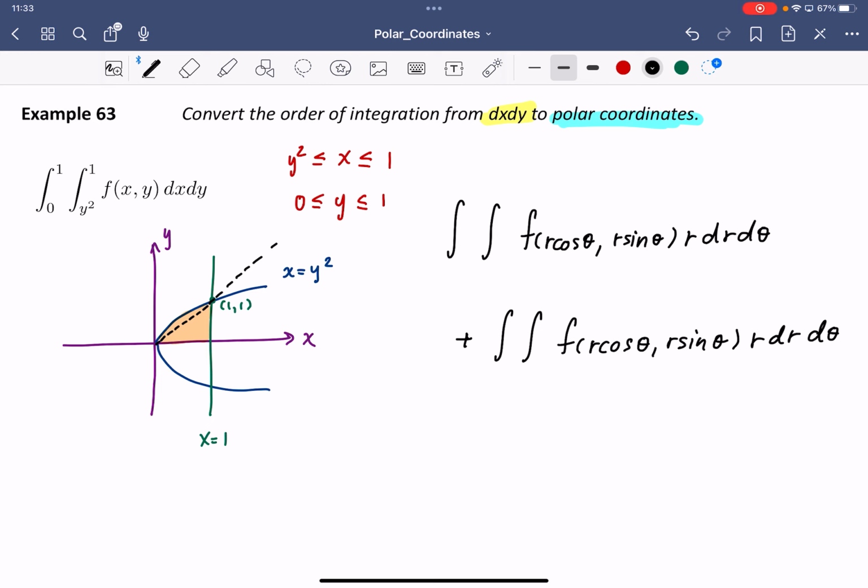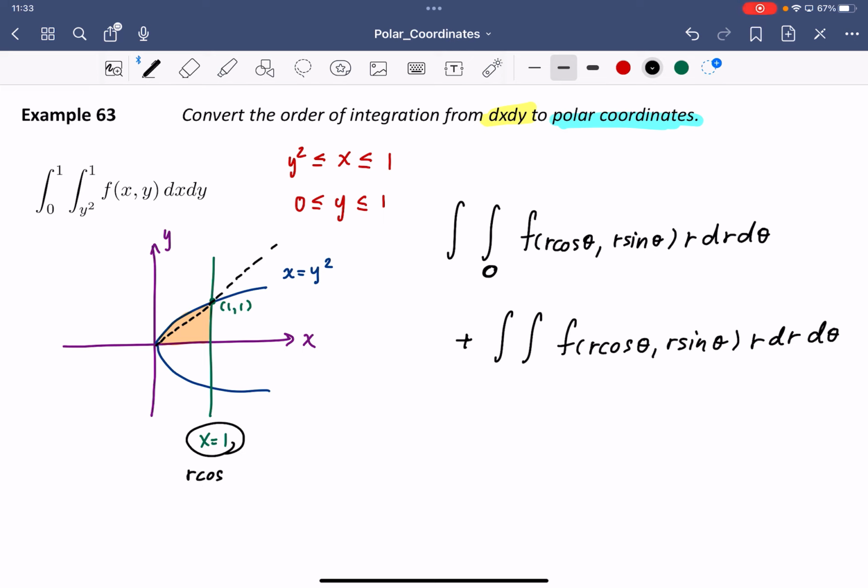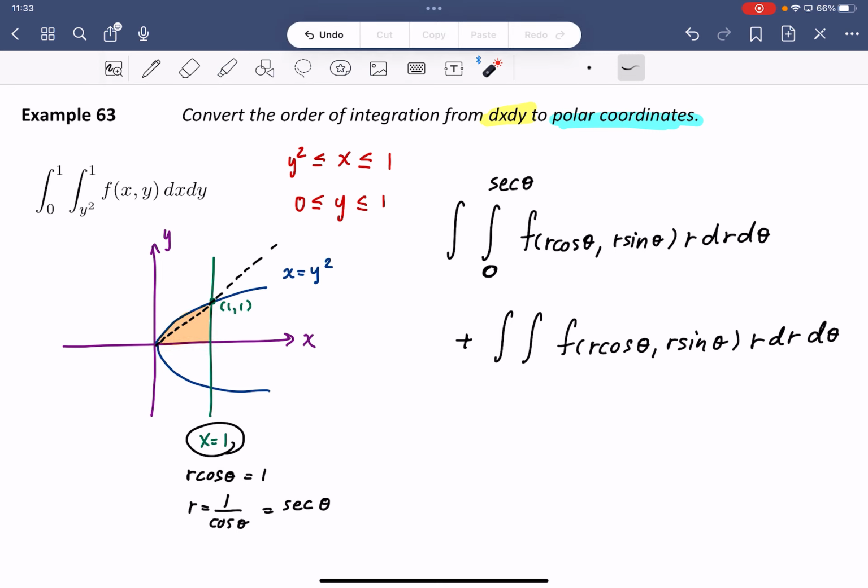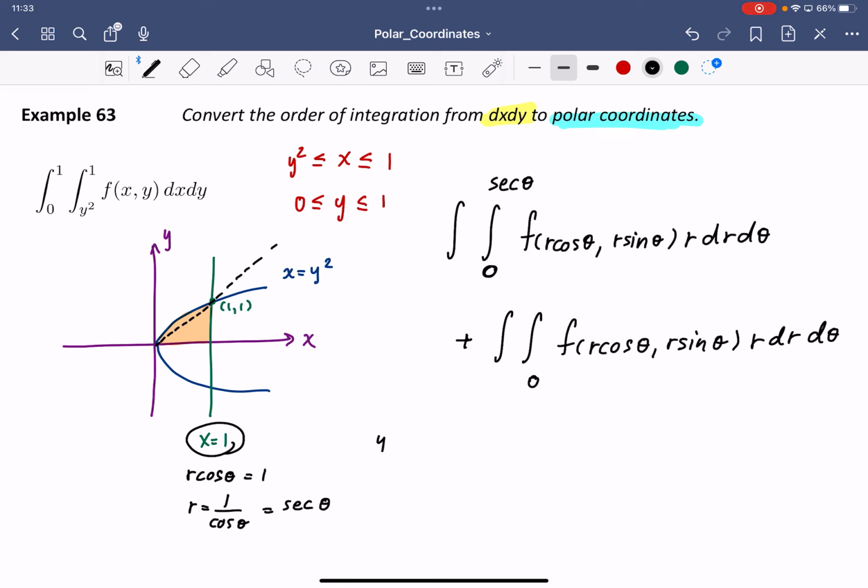And then you can see that the first one, you start from r equal to 0 to x equal to 1. This is r cosine theta equal to 1, so r equal to 1 over cosine, or r equal to sec theta. So 0 to sec theta is the first piece. The second piece is 0 to the parabola, x equal to y squared.